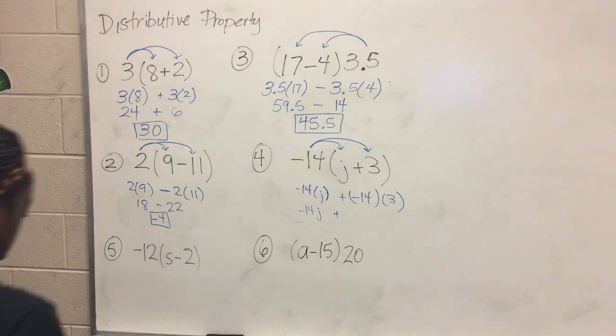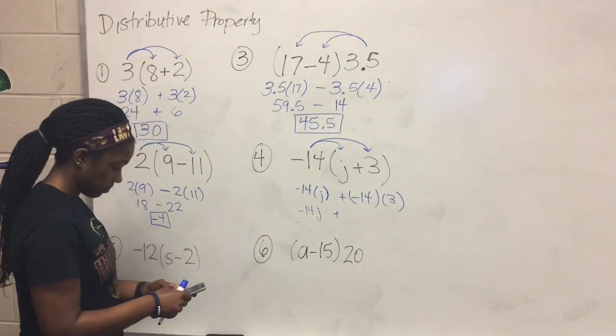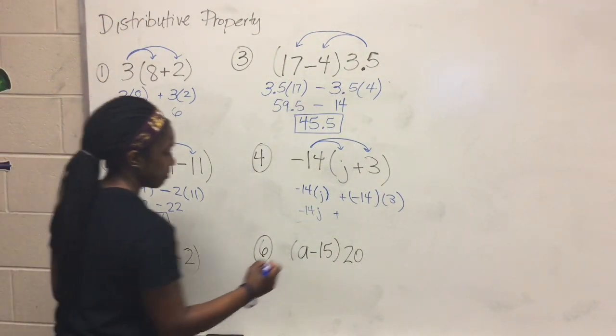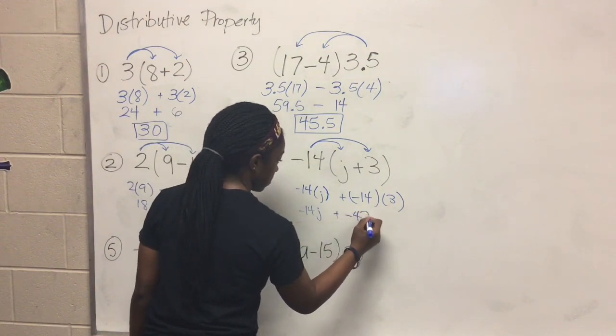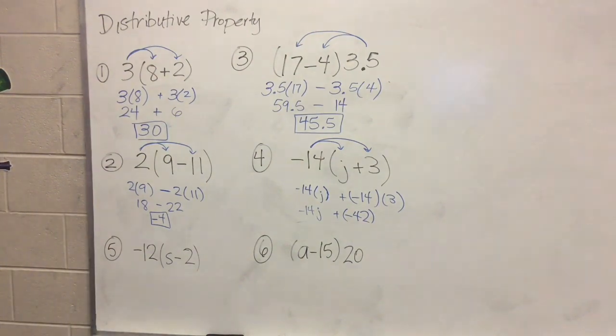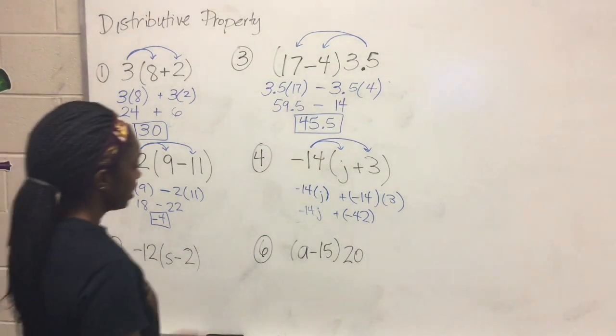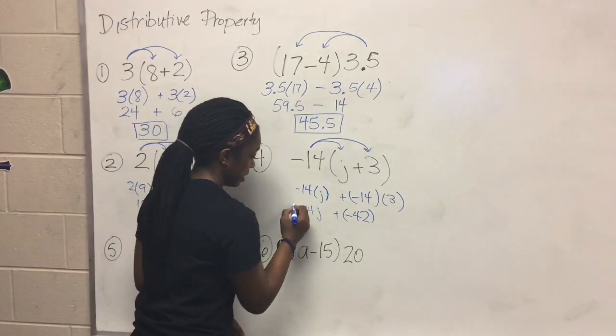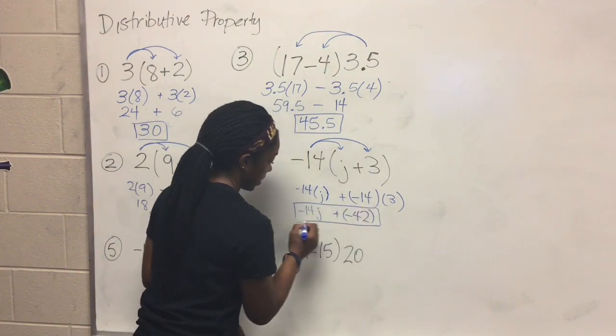Grab the handy dandy calculator, which gives you negative 42. Okay? Now, it is very simple if you listen right now. Okay? You cannot combine these. This is your final answer.